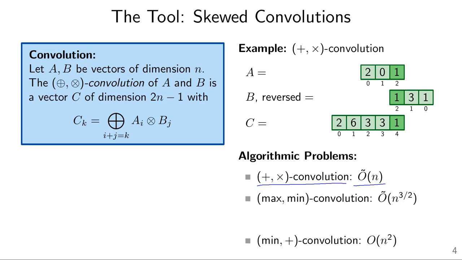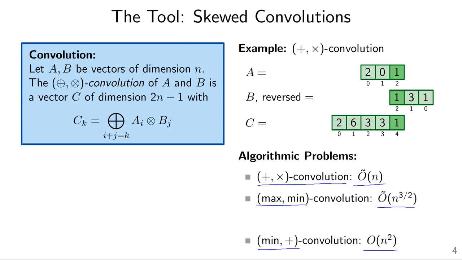But actually, other convolution variants are also quite prominent. For instance, there is the max-min convolution problem, which is somewhere intermediate and takes time Õ(n^{3/2}). There's also the min-plus convolution problem, which takes quadratic time. At least this is a conjecture in fine-grained complexity theory. So there is a rich complexity landscape of these convolution-like problems. And although they share that much structure, they really have very different running times.